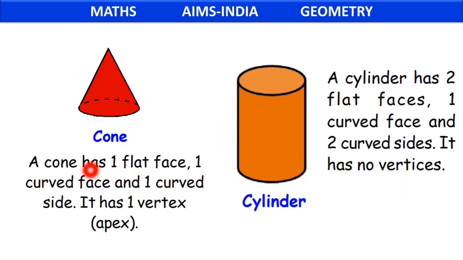Coming to the cone. Now a cone has one flat face, one curved face, and one curved side. It has one vertex, that is the apex.